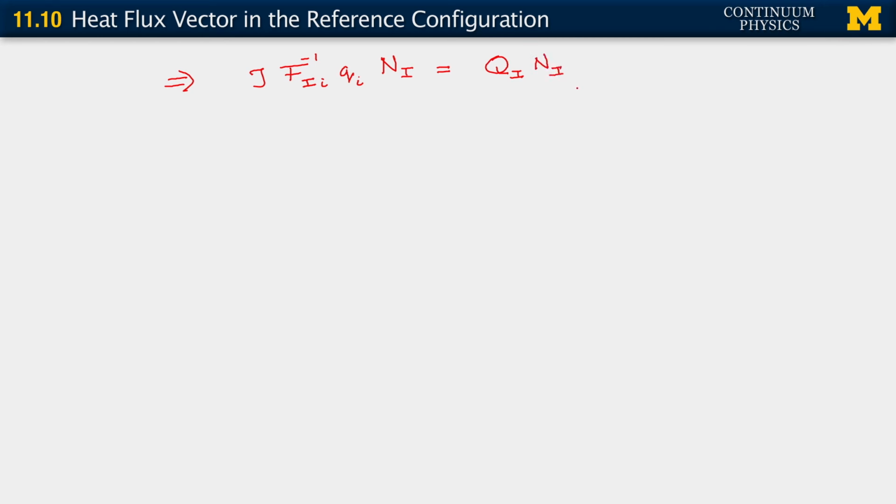Okay? And clearly now, by observation, we see that this does indeed satisfy the relation we wrote out previously, which is that J F inverse little q equals capital Q. Okay? So this is the relation between the heat flux vector in the current configuration, this is in omega sub t, and this is in omega naught. Okay?